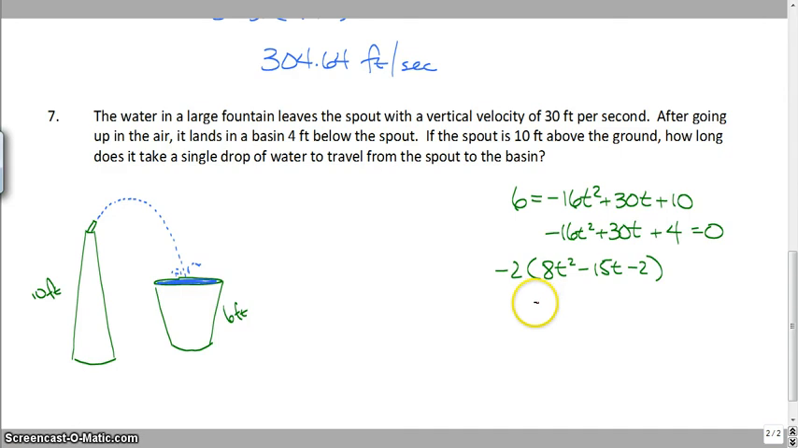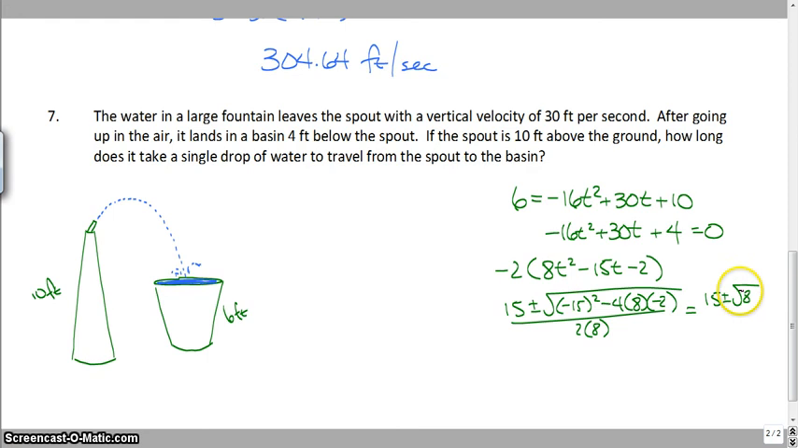So then just pick a method, and as soon as you're done solving this, if you want to use the quadratic formula, I'll show you that it's going to be 15 plus or minus the square root of negative 15 squared minus 4 times 8 times negative 2, all over 2 times 8. Once you simplify it, it's going to be 15 plus or minus the square root of 289 all over 16. The square root of 289 is 17. So you have 15 plus or minus 17 all over 16.